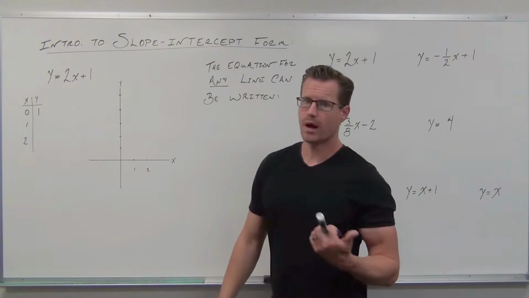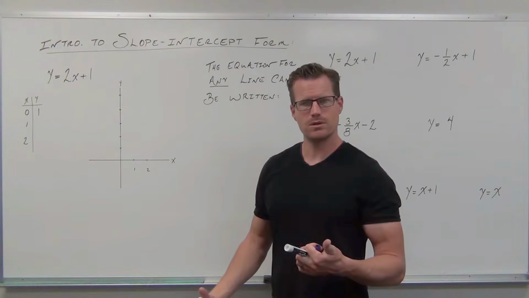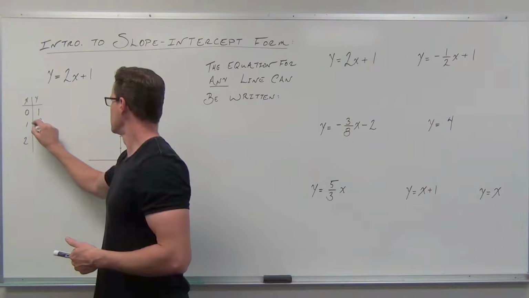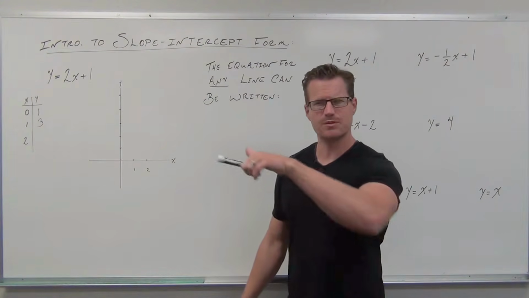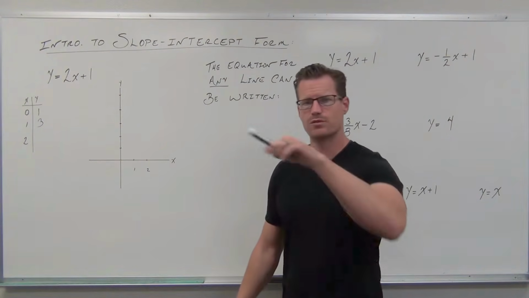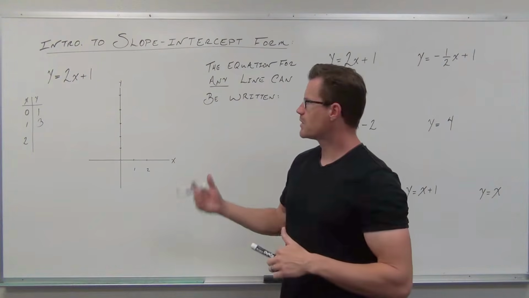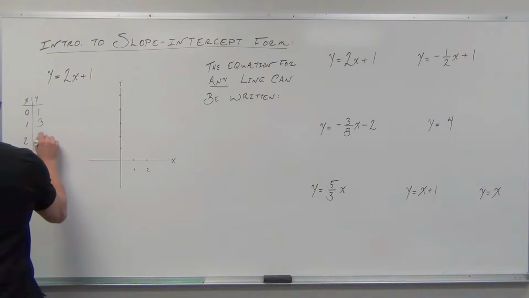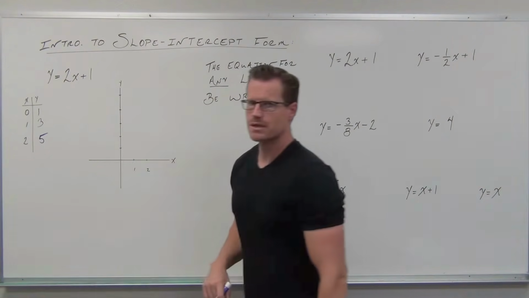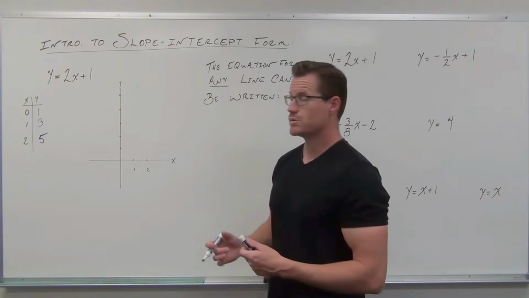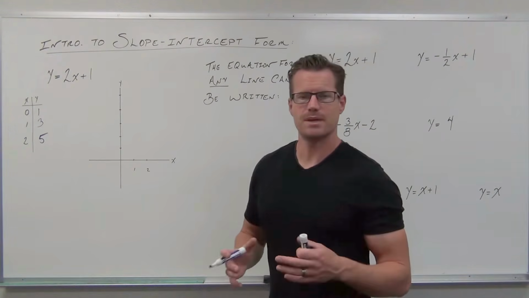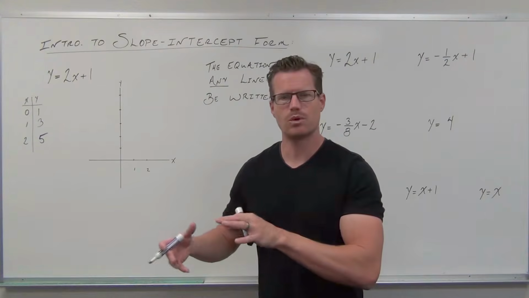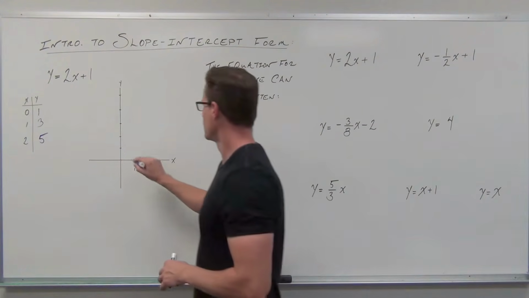We could plug in 1 and get 3. Hopefully you can do that with me. 2 times 1 is 2, plus 1 is 3. We always plug in our x numbers for x's. We get out y values. Input for the x, output for the y. You plug in 2, you get 5. And that gives us 3 points. Do we need 3? No, but because I'm trying to explore this a little bit, I'm using 3 because I want you to see what goes on here.